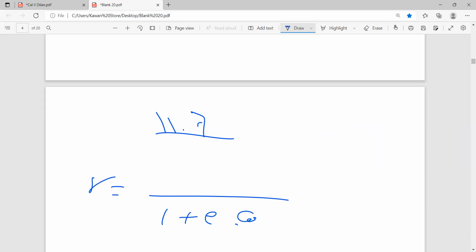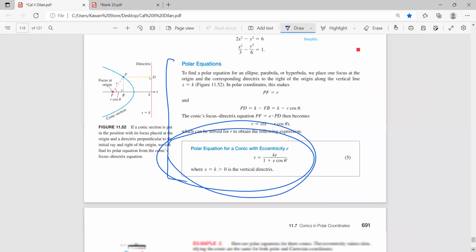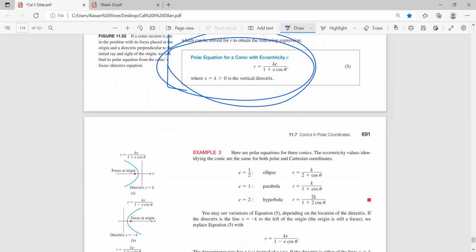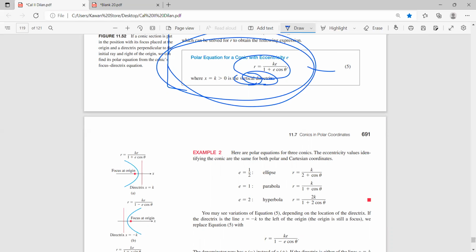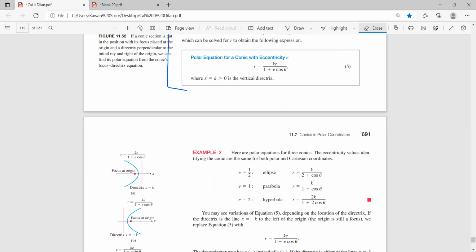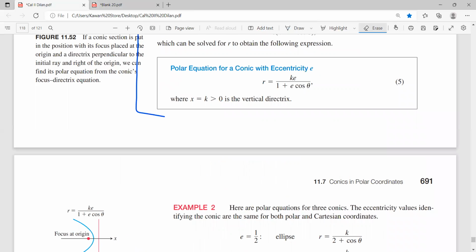R equal to KE over 1 plus E cosine theta. E is eccentricity, K is the directrix. I'll give you the example. Look here, we have three cases. This is the equation. Do not forget about that equation. K is the vertical directrix. It's not vertex, sorry, directrix. You can see we have the directrix, and that's the equation.